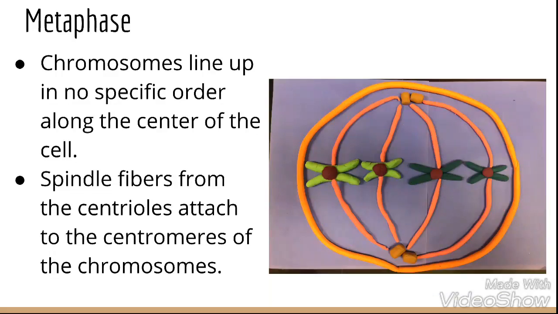In metaphase, the nucleus disappears completely and the chromosomes line up along the cell's equator. Spindle fibers, which are made up of microtubules, come from the centrioles and then attach to the centromeres of the chromosomes.